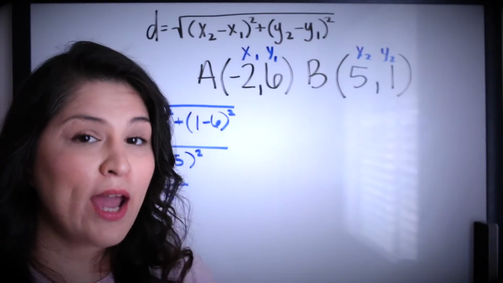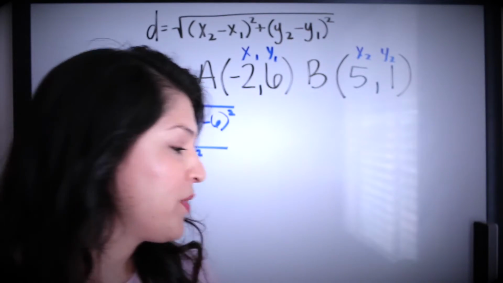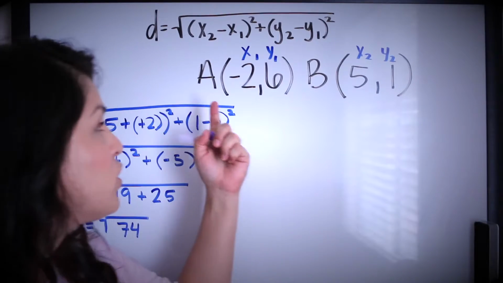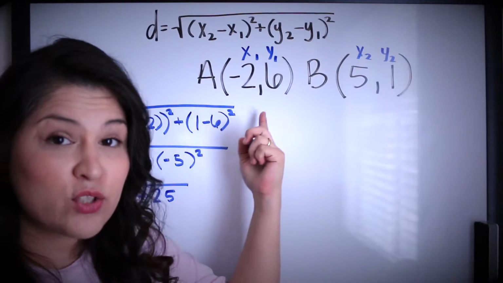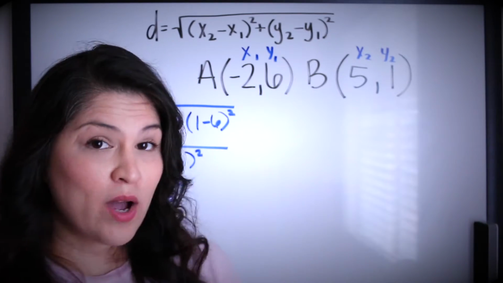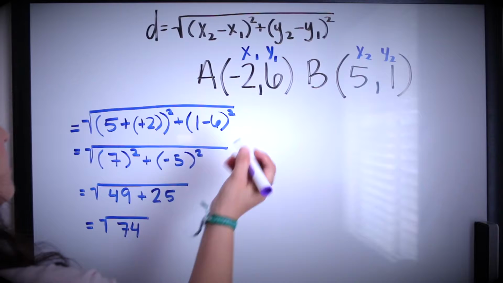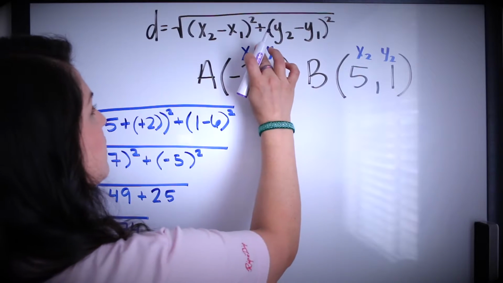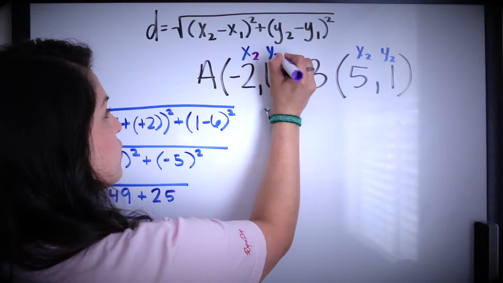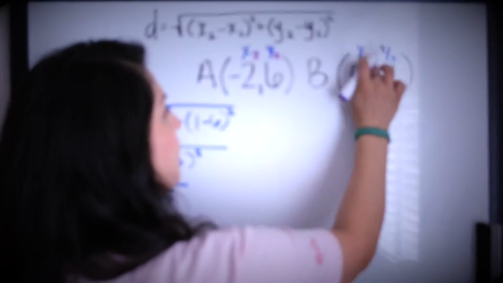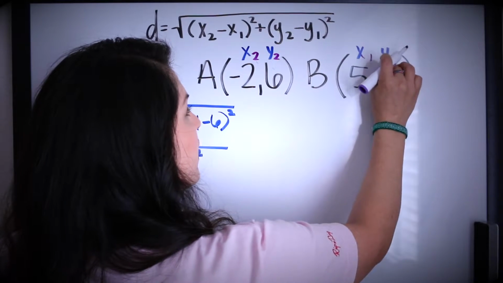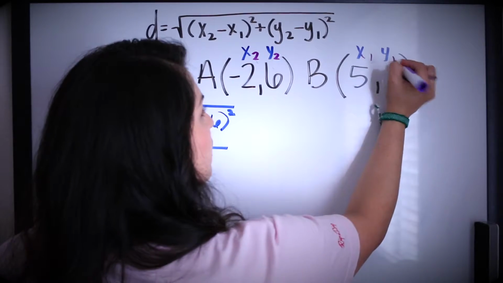Okay, so now I'm going to do the second version. What I mean with that is that now we are going to be assigning A our x2, y2, and B will be assigned x1, y1. So let's go ahead and change this to x2, y2. And B is now our x1, y1.